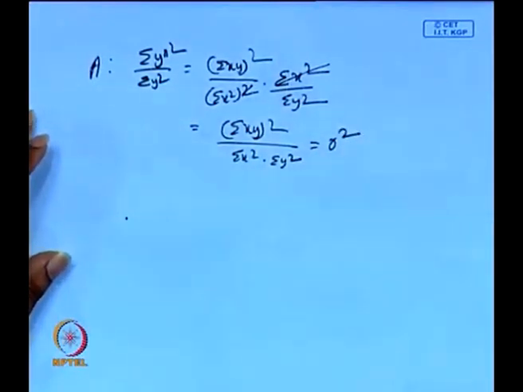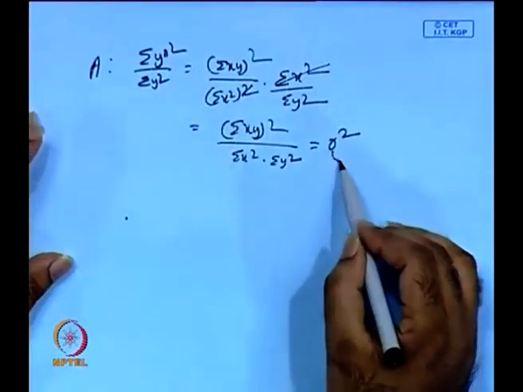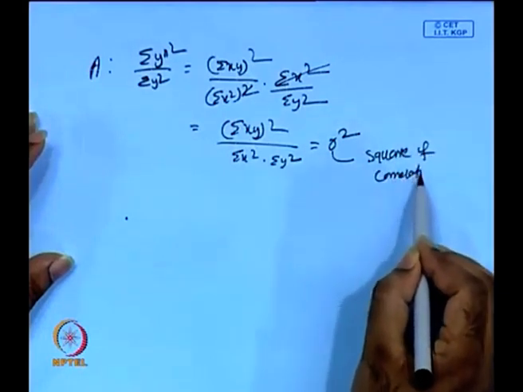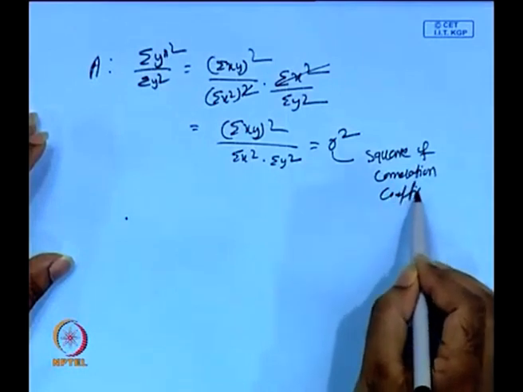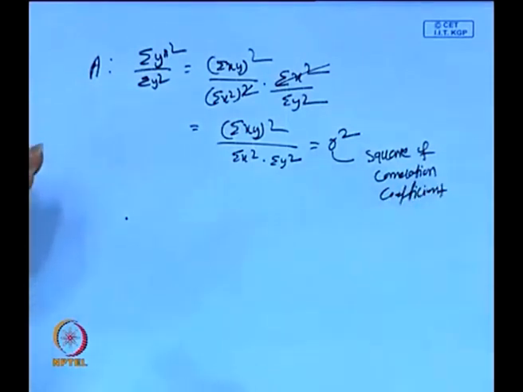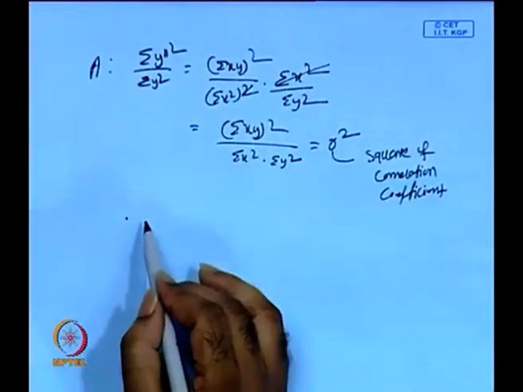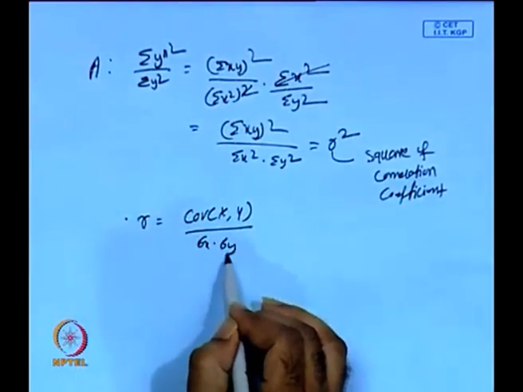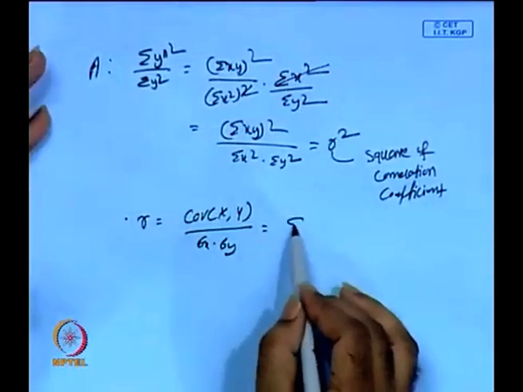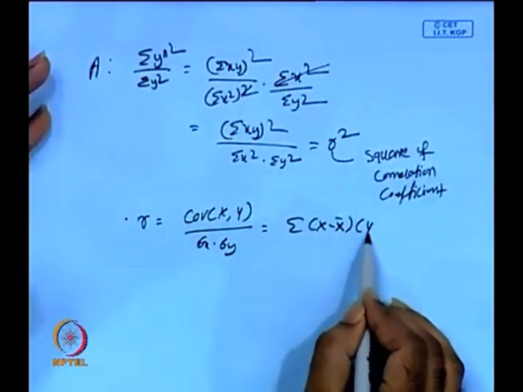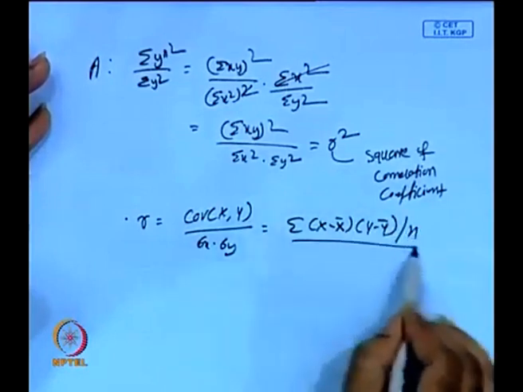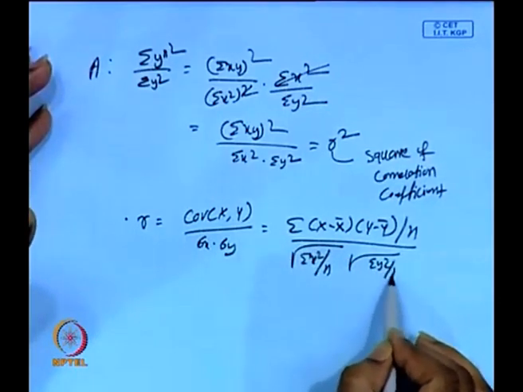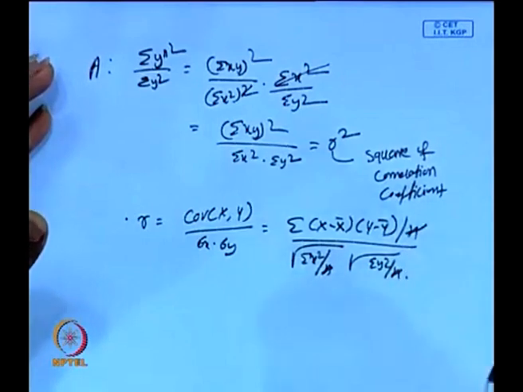What is r square? R square is nothing but the square of the correlation coefficient. You see what is correlation? Correlation is simply covariance of x y divided by sigma x into sigma y. If we simplify further, it is summation x minus x bar into y minus y bar divided by n, all divided by square root of summation x square by n, then square root of summation y square by n. So, this n and this n cancel.